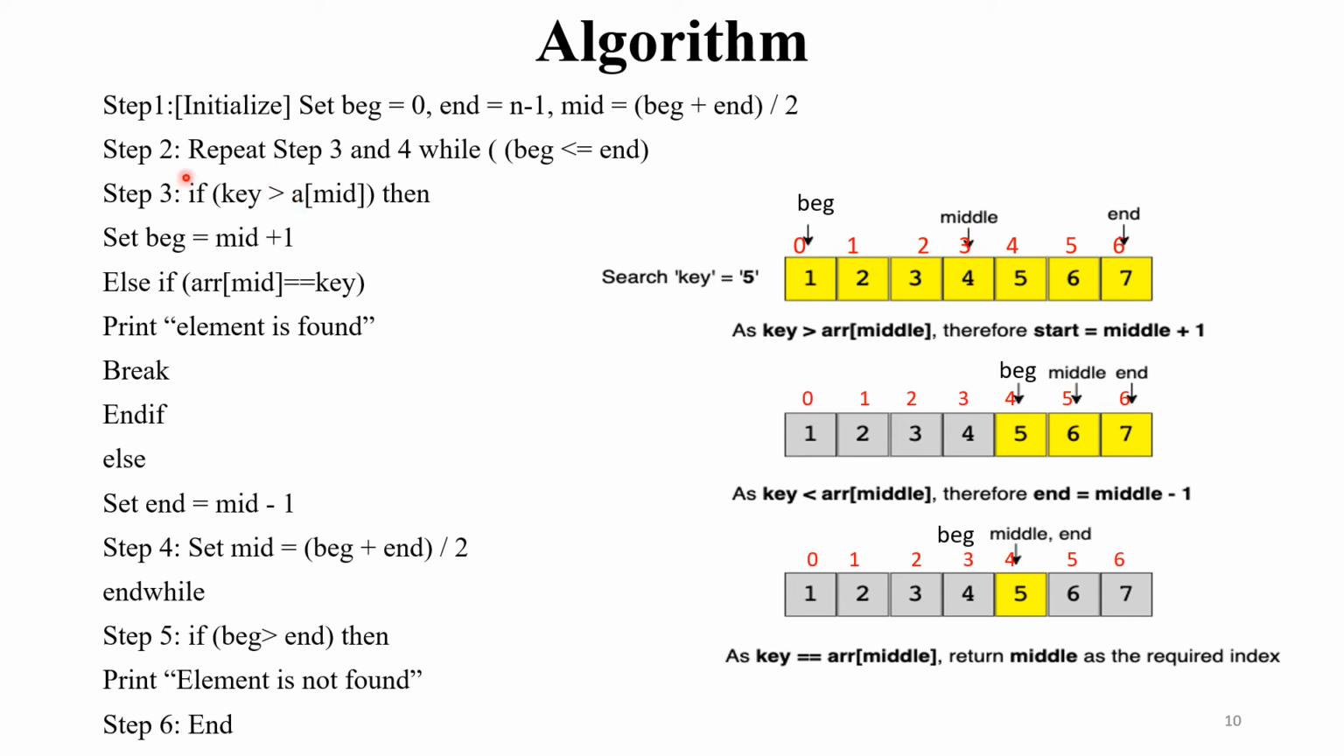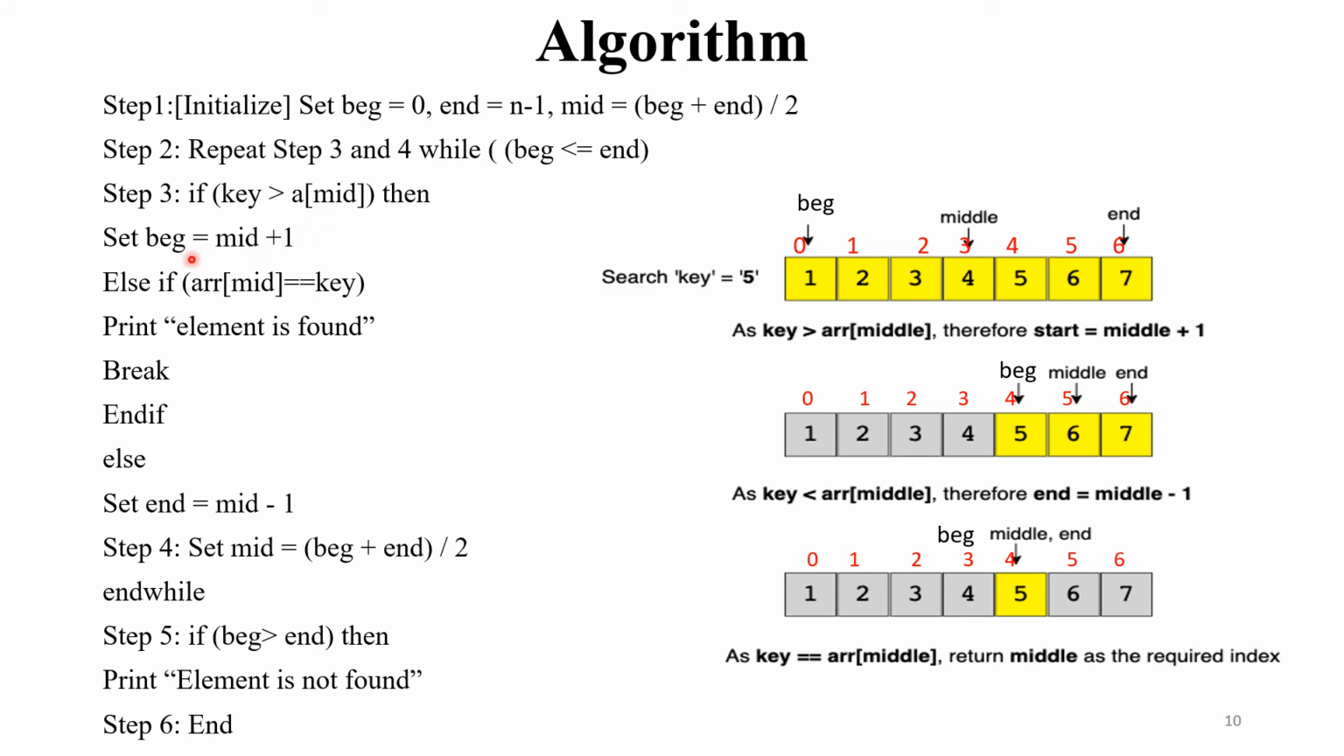Now step 2: repeat steps 3 and 4 while beginning is less than or equal to end. Here beginning is 0 and end is 6, so this condition is true. Then we go to step 3. In step 3 there are three cases: if the key is greater than, less than, or equal to. First we check whether the key is greater than our middle element. Here our key is 5 and the middle element is 4. So we check 5 is greater than 4, and this condition is true.